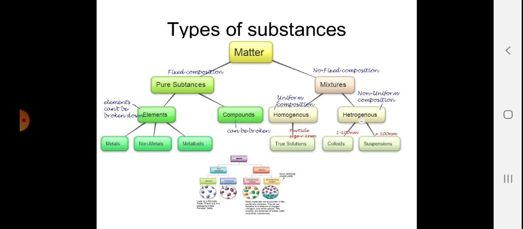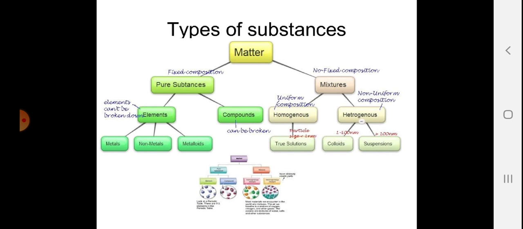Now, here you can see in this flow chart the types of substance. First, matter. Matter is classified into two categories. The first category is pure substances and the second category is mixtures. Pure substances are further classified into elements and compounds.